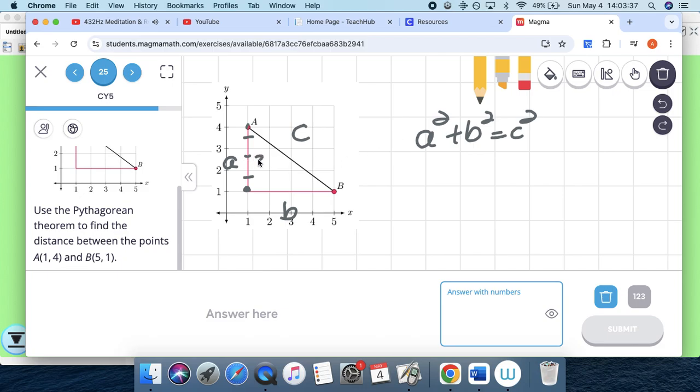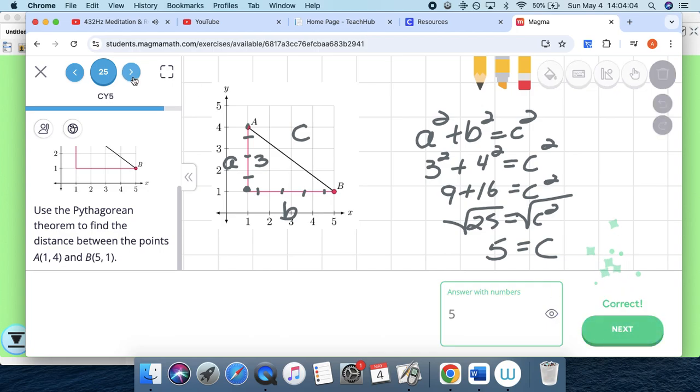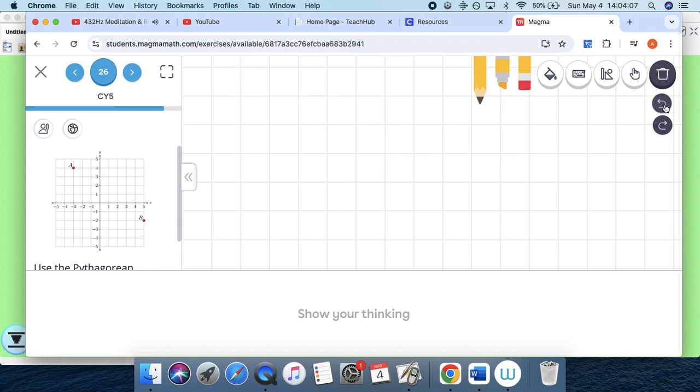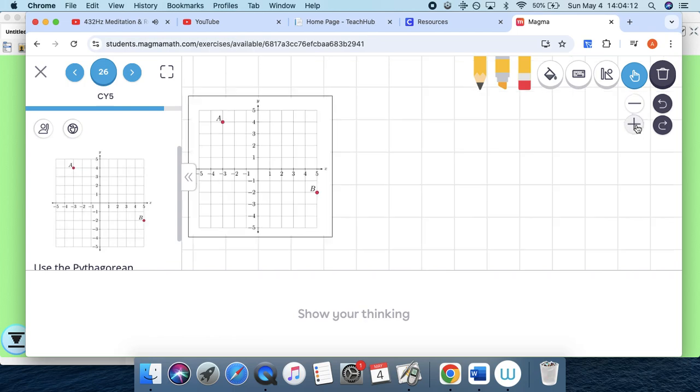So A is 3, then put a little 3 there, so it's 3 squared. Plus, and then B, from here to here is 1 unit, 2 units, 3 units, 4 units. So 4 to the second power equals C squared. So 3 squared is 9. 4 squared is 16 equals C squared. So that's 25 equals C squared. Take the square root, and for intents and purposes, we want C equals 5. And that's our answer.